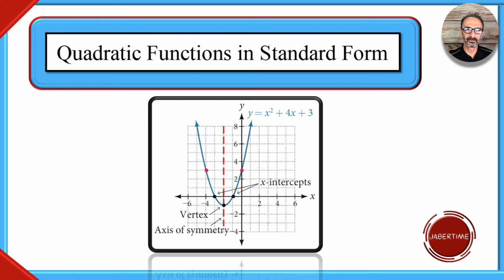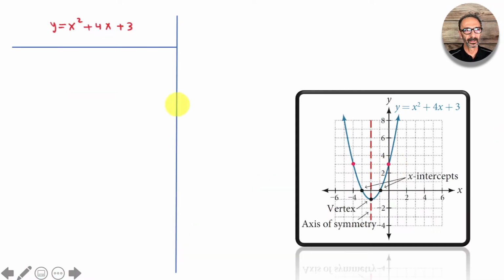Today I have an example for you for quadratic functions in standard form. I do have the graph, the equation, the x-intercepts, the y-intercept, the axis of symmetry, the vertex, and another point on the other side of the line of symmetry. Let's get started. So we have y equals x squared plus 4x plus 3. And I have the graph here to support all the information that's going to be displayed.